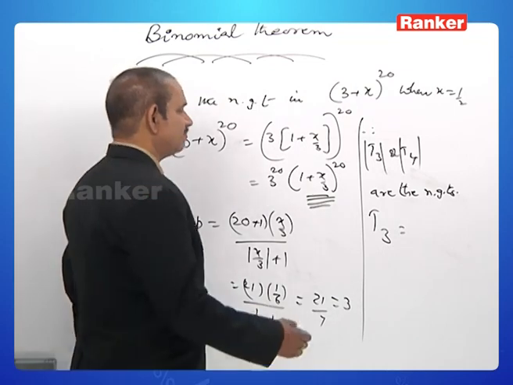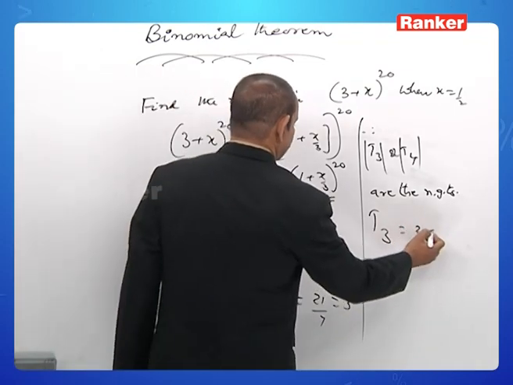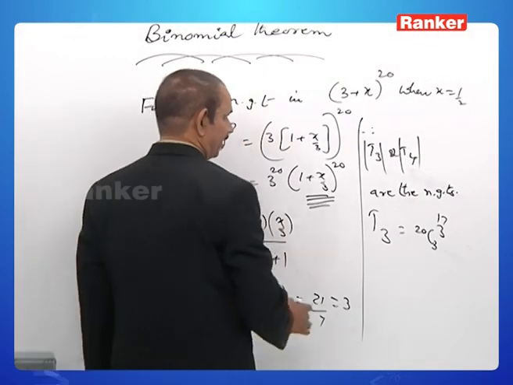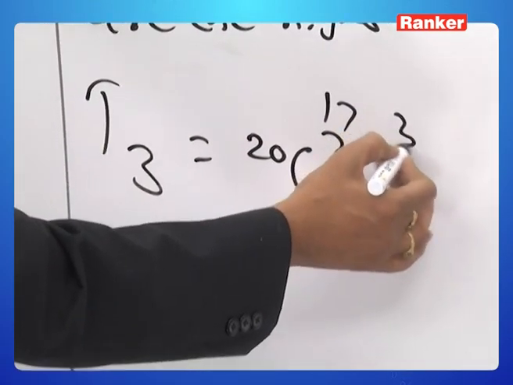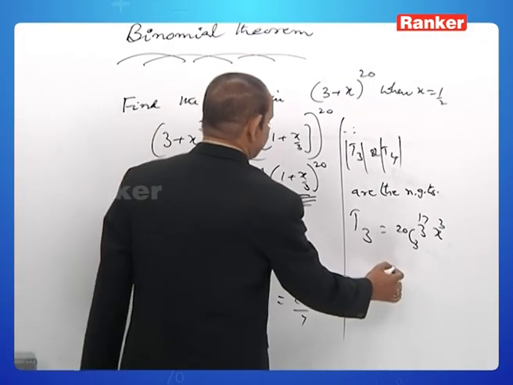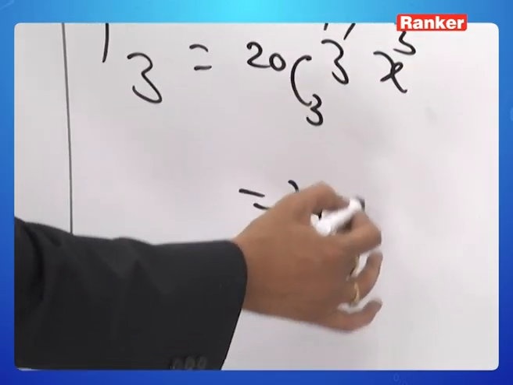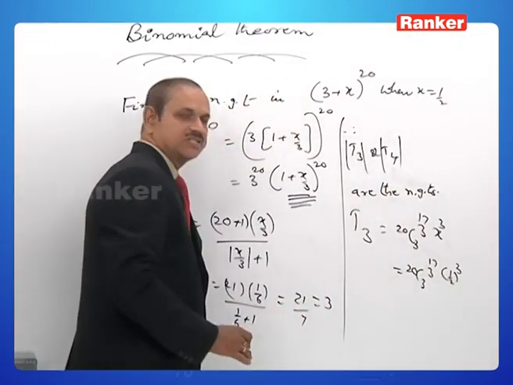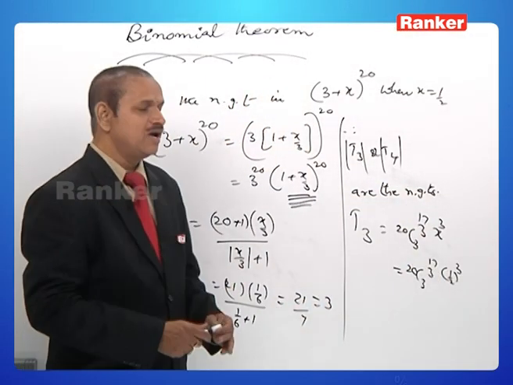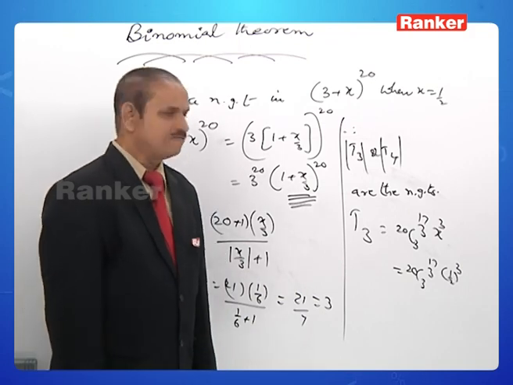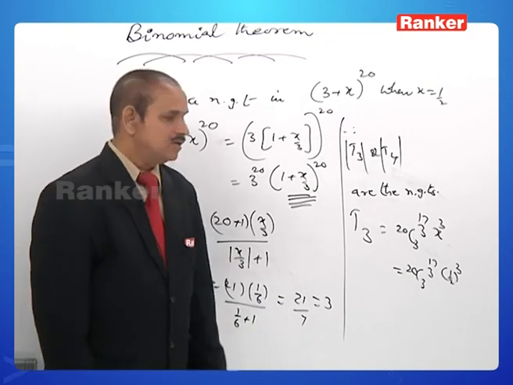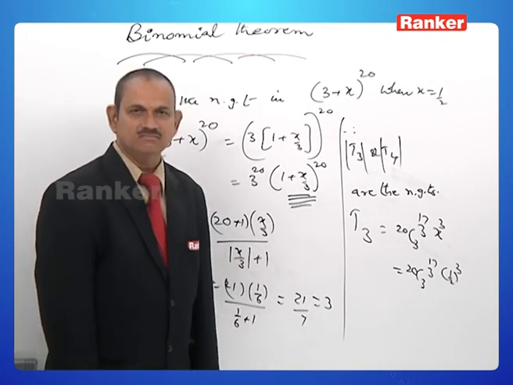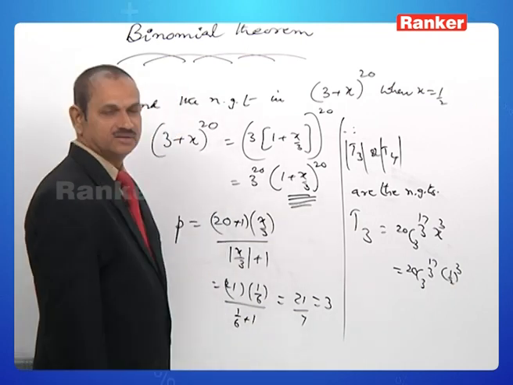What is T3? Come on. 20C3, 3 power 20 minus 3, x to the power of 3. But x to the power of 3 is nothing but half power 3, 1 by 2 power 3. That's it. That is the numerically greatest term. It's very simple. Even if you find mod T4, the same number is going to be obtained. Yes, that is according to the procedure.